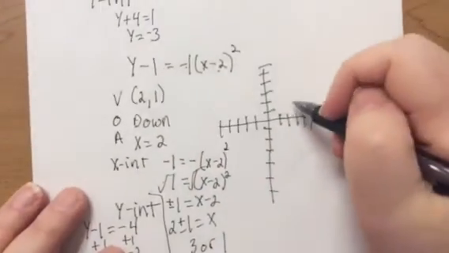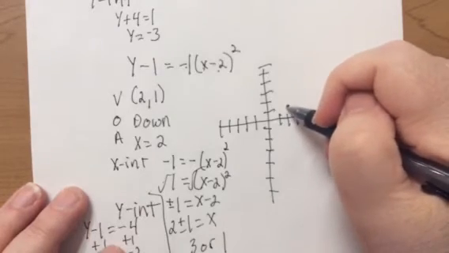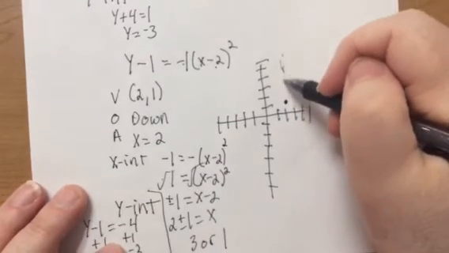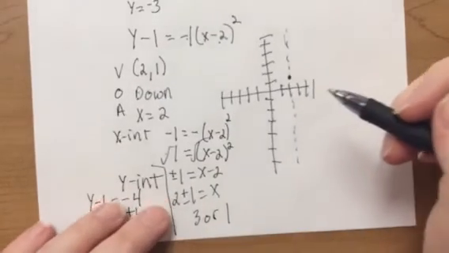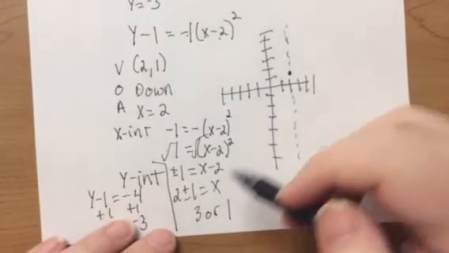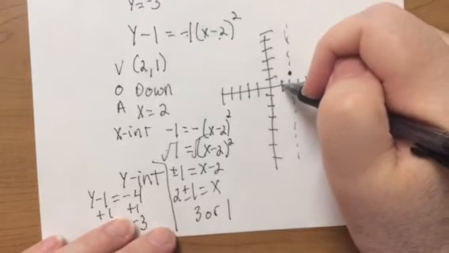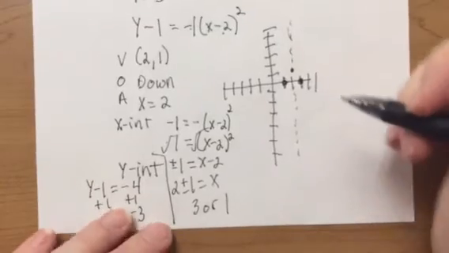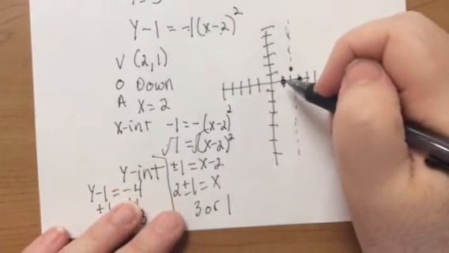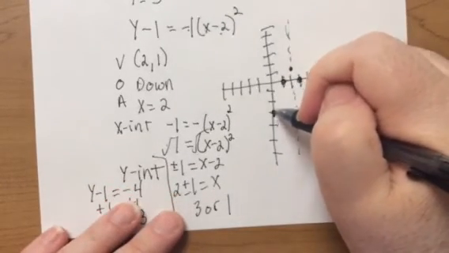So I'm going to plot 2, 1. That'd be the vertex. Here's the axis of symmetry. It's dashed because that's not really part of the graph. It's just something true about the graph. The x-intercept is 3, 1. That looks right. 1 this way, 1 this way. Then the y-intercept is down here at negative 3.